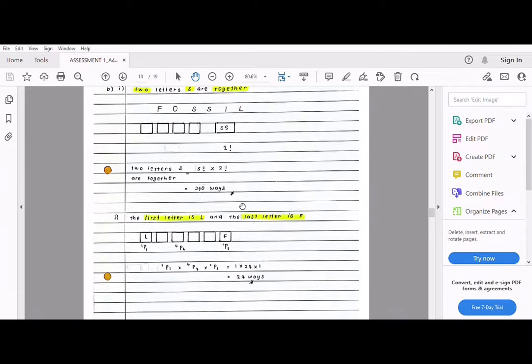Next, the first letter is L and the last letter is F. So here must be L and here must be F. FOSSIL has 6 alphabets. When you minus 2 alphabets here, you have only 4 alphabets to fill the 4 places. So you have to do like this, and when you calculate, you will get 24 ways.